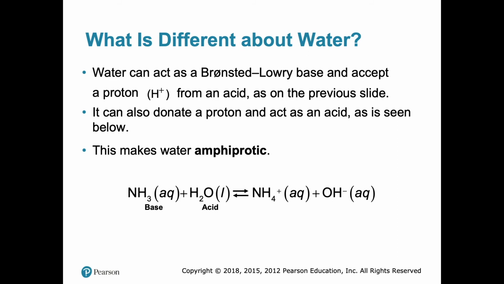Water can act as a Bronsted-Lowry base and accept a proton from an acid, like on the previous slide. But it can also donate a proton and act as an acid, as seen below. This makes water what we call amphiprotic. So here we have ammonia, which is normally a gas, but you can throw it in some water and then it becomes aqueous. The water here acts like an acid, donating a proton to the ammonia. So that's why you get the ammonium ion, NH4 plus.